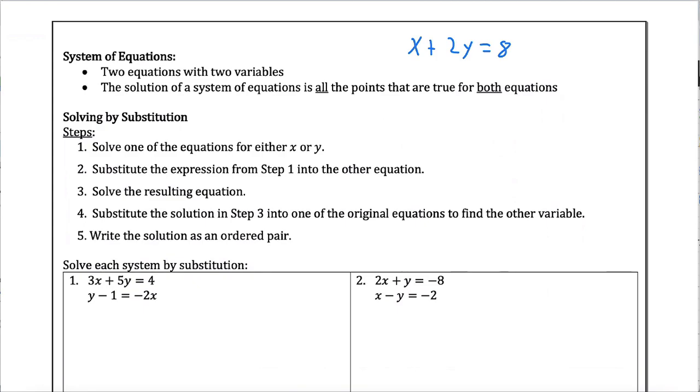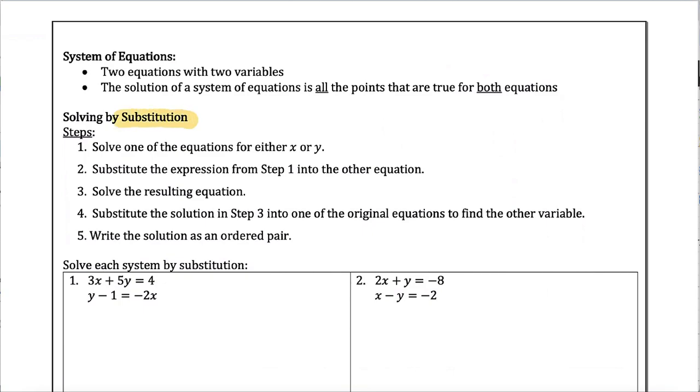But if you have two equations, now you can figure out what x and y are. And that's what we're going to see how to do right now. There are going to be two methods that we learn. The first is called substitution.